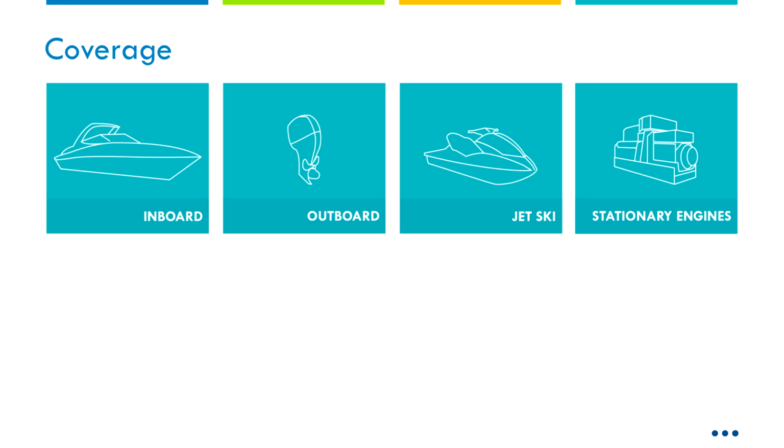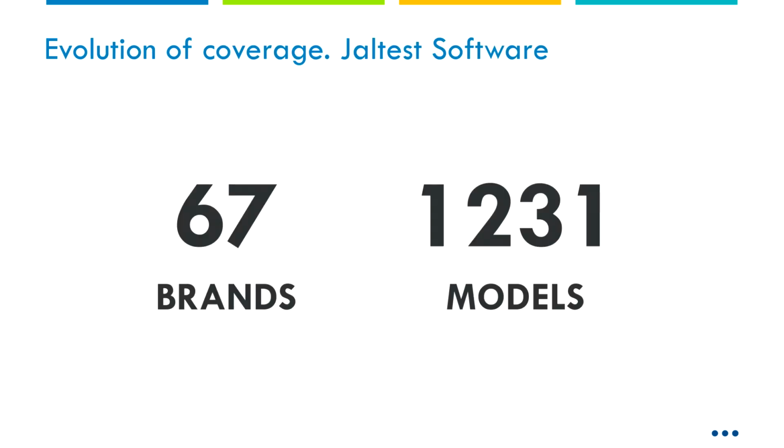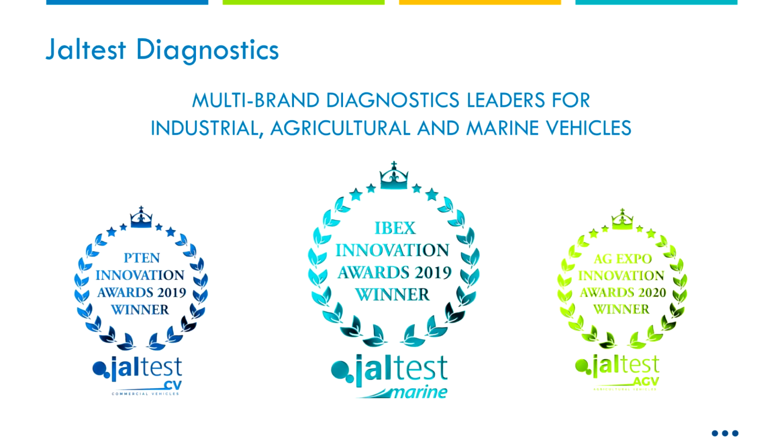Okay, so just as I said, we have many different brands. In this case, we have 67 with more than 1,231 different models, including inboard, outboard, jet skis, and stationary engines. We have been rewarded because of the comprehensiveness of our software, the brands that we have there, and the functions that we have available there, because this is not only a diagnosis tool, you can do many other things with it that we can also have a look at.